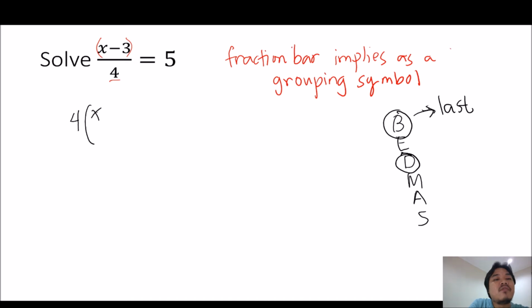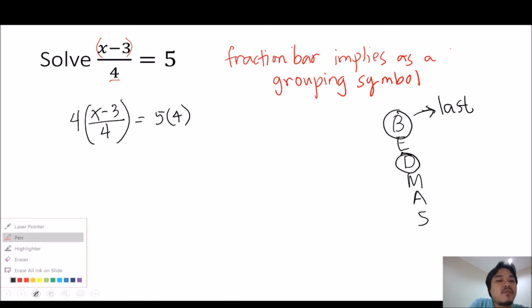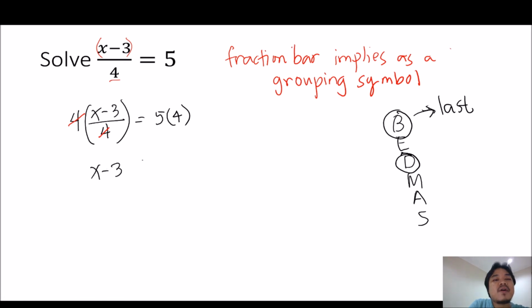So it will be 4 times x minus 3 over 4 equals to 5 times 4. So 4 over 4 will be cancelled. Okay, so x minus 3 will stay on the left hand side, and 5 times 4 is 20. So we're going to undo the group now, which is x minus 3. To undo x minus 3, we will add 3 on both sides.